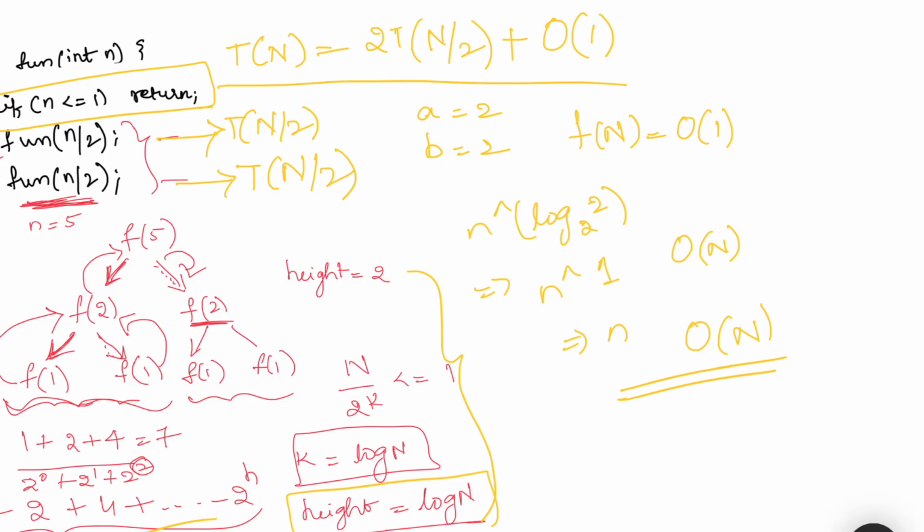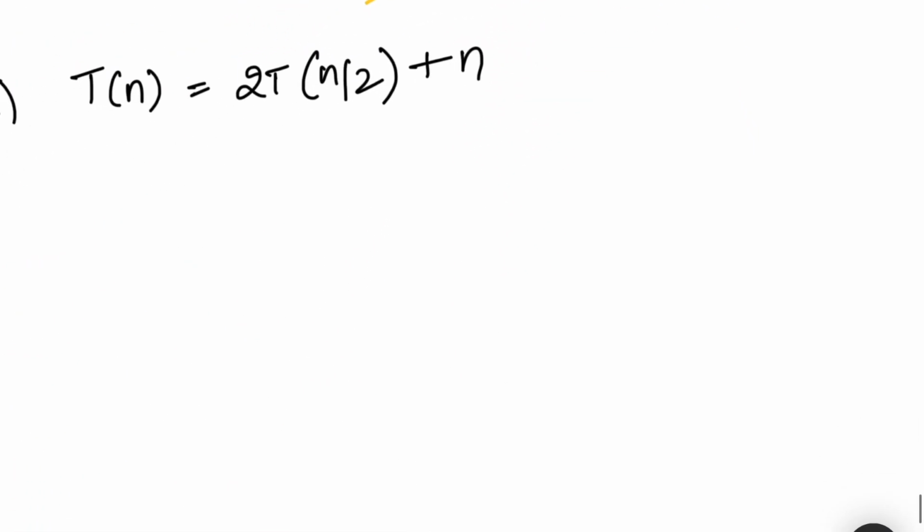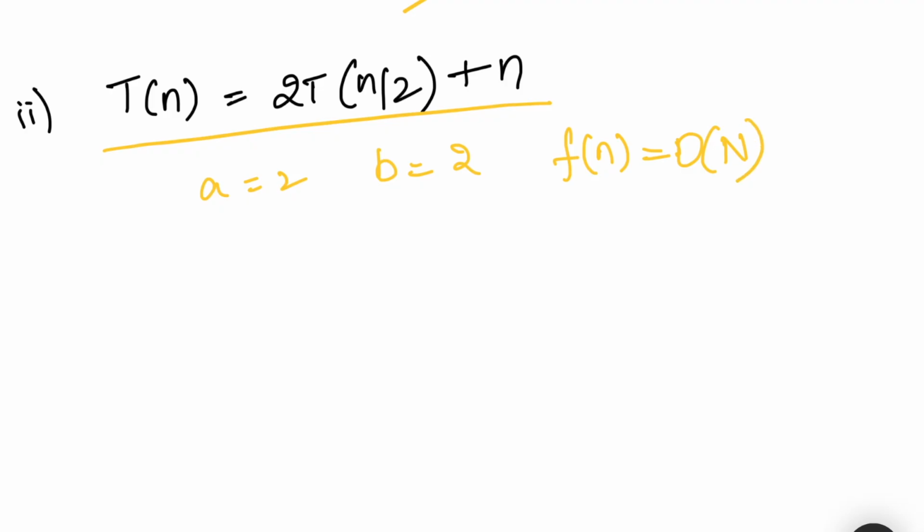So how simple it is, isn't it? Now let's jump to the last and simple example. Here we have T(n) = 2T(n/2) + n. This is the most popular example, we say it as merge sort. This is an algorithm represented in the form of the Master Theorem pattern. So here a becomes 2 and b becomes 2, and f(n) is O(n).